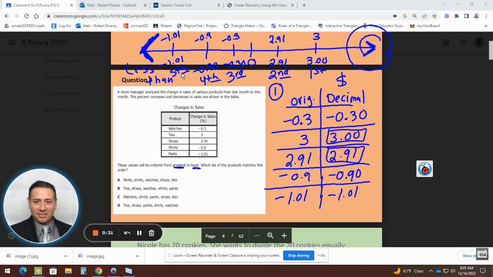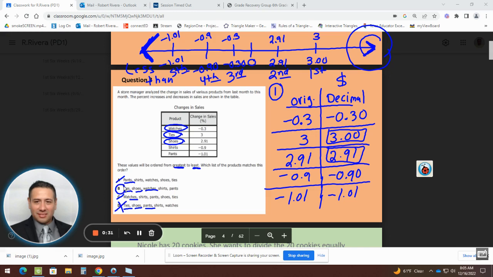Now it's just as simple as looking back at the table. Who's the $3? Who's the $3? The ties. And according to me, he should be what? First. So let me see. It's between B and D. Who should be second? 291, right? Which is who? Shoes. Well, let me see. Shoes. They're still good. Who should be third? Watches. Pants. Ya valió esta. The answer is B.